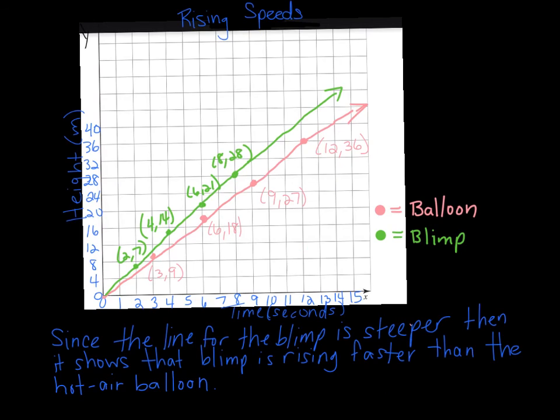So to finish this off, I've gone ahead and put those blimp points on there, and then again used as close to a straight edge as we could to connect all those dots. And then we can see this line for the blimp is a little bit steeper. It's going up a little bit faster because it's up higher here. And so to answer the question using this graph, since the line for the blimp is steeper, then it shows that the blimp is rising faster than the hot air balloon.